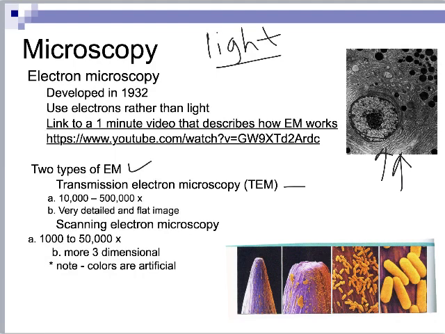Okay, the second kind of EM that we're going to talk about is scanning. With scanning, you could say up to 50,000x. What's really cool about it is that it's 3-dimensional. Here's the head of a dissecting needle, and then as you get closer and closer and you increase magnification, you can see the bacilli. It's actually E. coli on there.